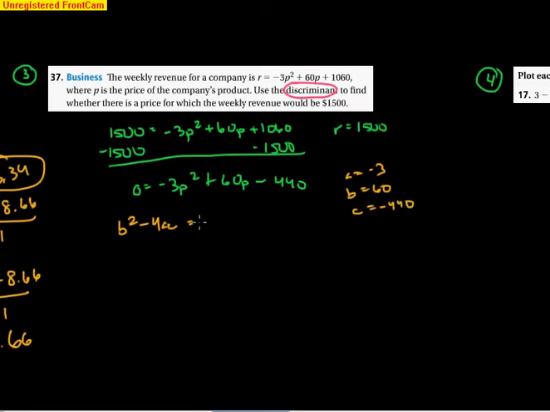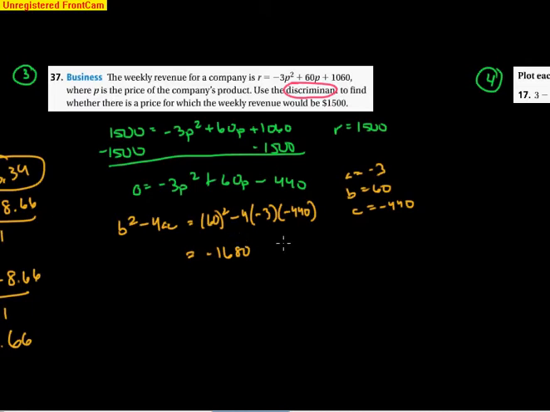So we go ahead and fill this in. B is 60 squared minus 4 times a times c. And we get 60 squared minus 4 times negative 3 times negative 440. And I get an answer of negative 1680.